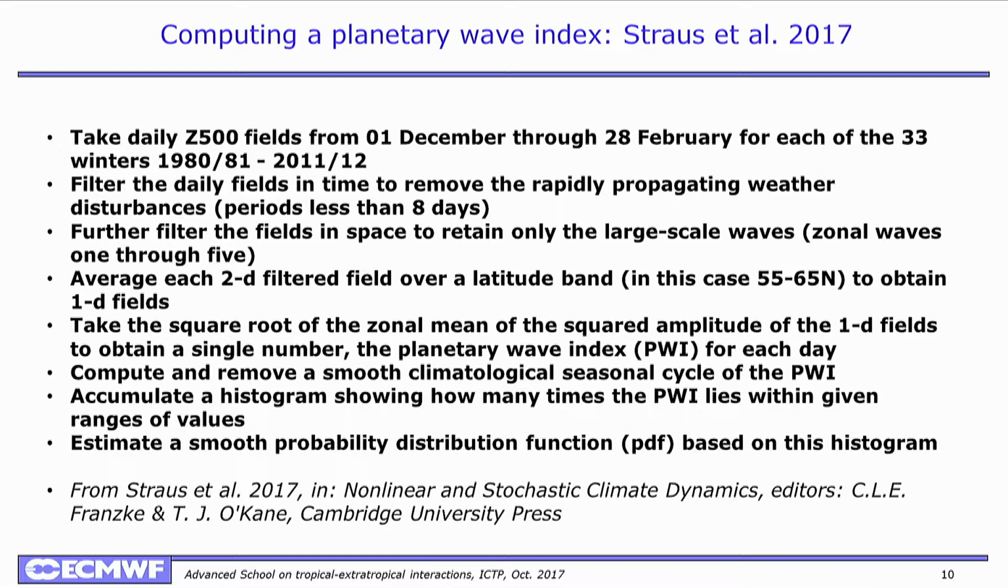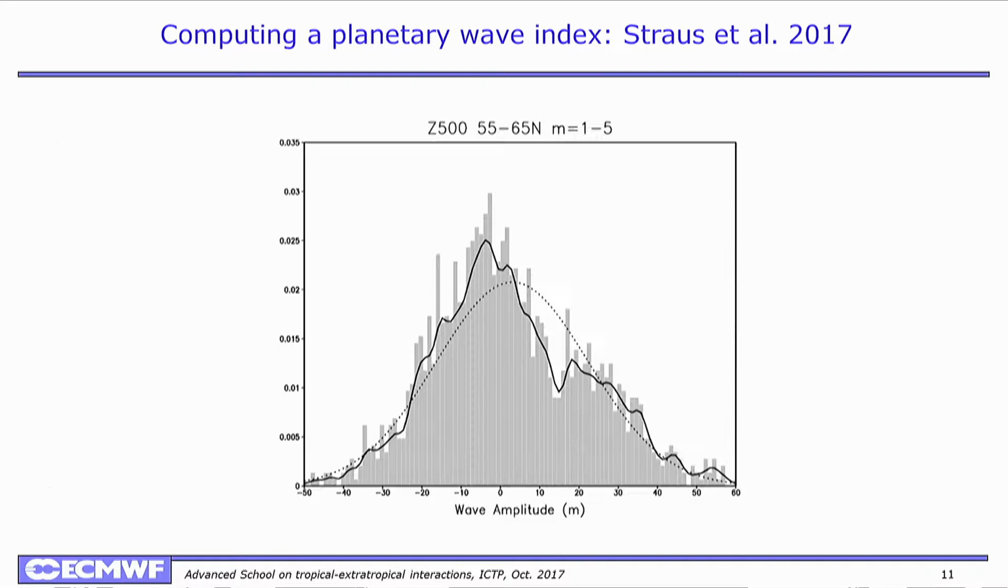Once you have this data set, you have to remove the seasonal cycle, because of course the wave amplitude has a seasonal cycle. You are left with an anomaly, and then you can compute a histogram showing how many times the planetary wave index lies within a given range of values. You can also estimate a smooth probability density function based on this data. Now, if you do that, that's what David found.